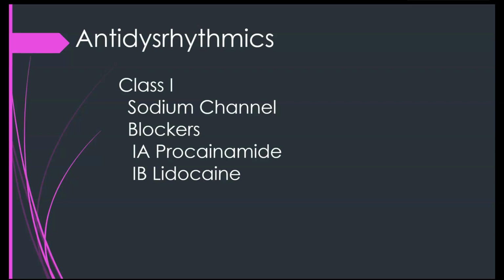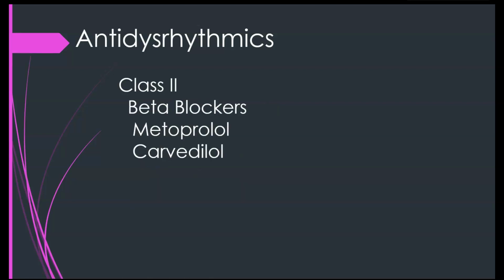First one is your sodium channel blockers. It's class 1. The 2 common ones that we see are the procainamide and lidocaine. There's 1A and 1B. They just work slightly differently from one another. Class 2 are your beta blockers, commonly seen for chronic high blood pressure and dysrhythmia control.